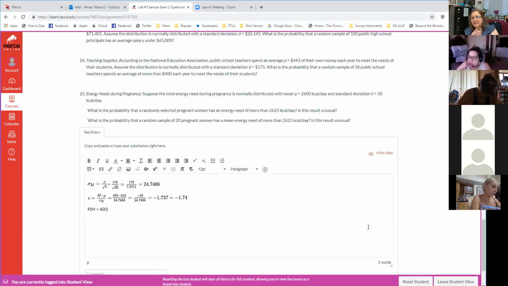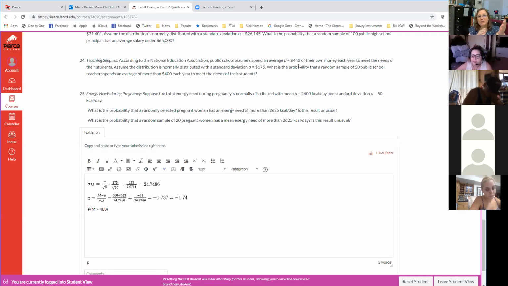If instead of 400 this was 500, and that's already to the right of the mean, then yes, it would be to the right of the population mean, and that would be the tail, because more than doesn't include the mean. At 443, with 500 over here, more than 500 is in the tail.